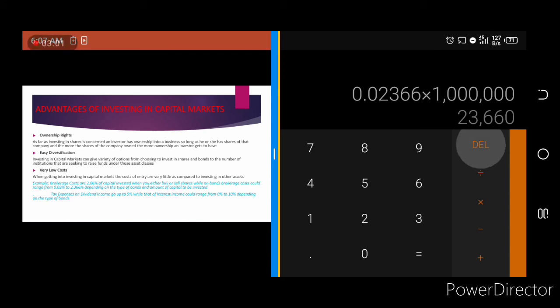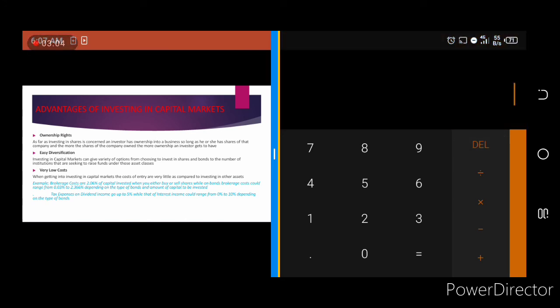Now moving on to taxes. For dividend income, let's say you invested in shares, you get paid dividends. The tax cut from dividends is as low as 5%, based on the tax policies that regulate the country. Now let's look at the original example: owning 10,000 CRDB shares that pay you 17 shillings per share. That's 170,000, and you'd only get cut 8,500 from your 170,000. Just look at how insignificant the tax expense is.